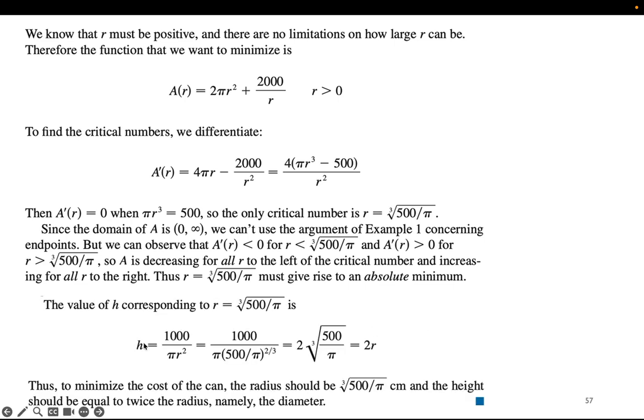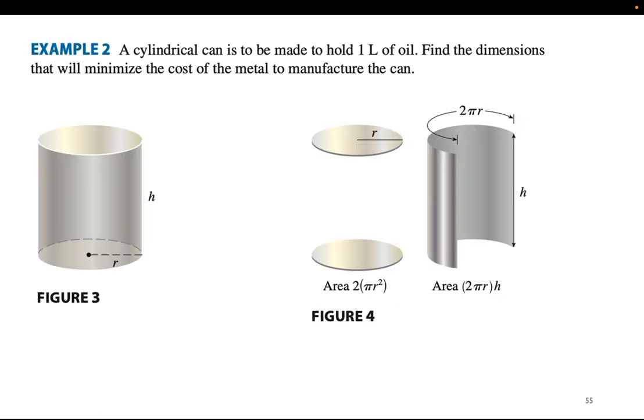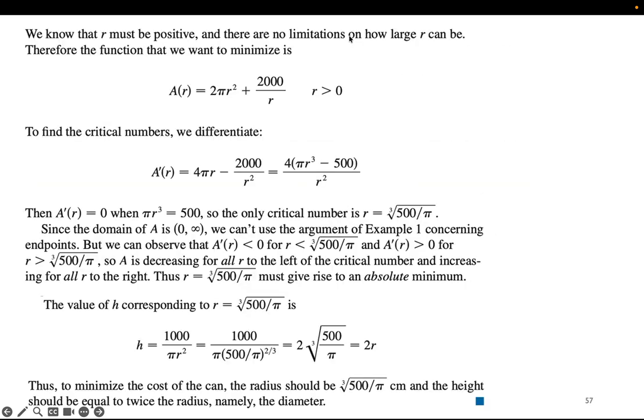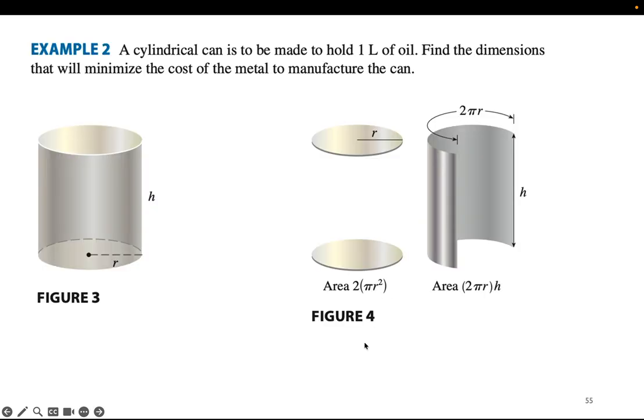One thing I'll point out is that this looks kind of messy, but if you plug it back in, with this r, h gives you, with some algebra you can check if you want, h is actually 2r. So the can that minimizes the cost, minimizes the area, and holds the same amount, is kind of a square can, where the height is 2 times the radius. You know, where the height is the same as the diameter.